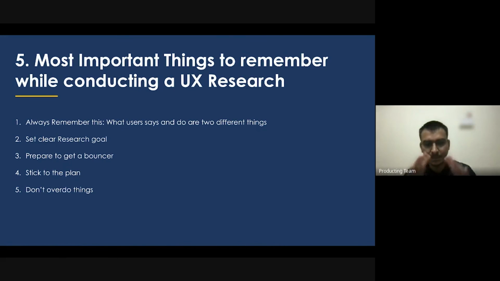Make it simple, make it clear. Okay, this is the goal, these are the things which we have to do to achieve this goal, and these are the points which we have to take care of. That's it. Do not overdo things. Don't make things complicated for other departments to understand what we are doing.